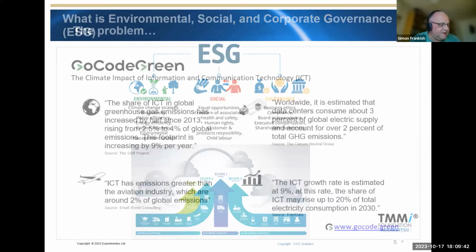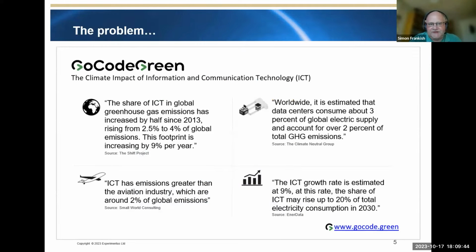So what's the problem? There's just some statistics here from Go Code Green. They've done some research and come up with a number of conclusions, and I think some of these are really quite interesting. Some of them are really quite eye-opening, or certainly were to me when I first saw them. So things like, I won't read all of these out, I'm sure you can all read, but things like the emissions that we use in information and communication technology are greater than those in the aviation industry.